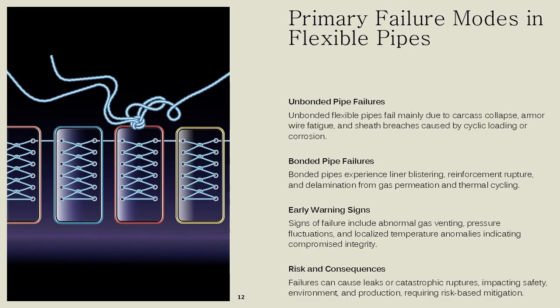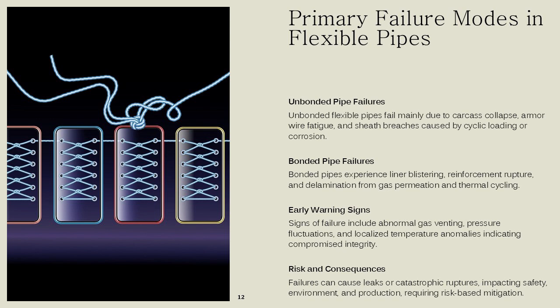Flexible pipes exhibit distinct failure modes depending on whether they are unbonded or bonded constructions. Unbonded pipes commonly fail through carcass collapse, armor wire fatigue, and sheath breaches, often triggered by cyclic loading or corrosion. Bonded pipes, on the other hand, are susceptible to liner blistering, reinforcement rupture, and delamination due to gas permeation and thermal cycling. These failures compromise structural integrity and fluid containment, posing significant safety and environmental hazards.